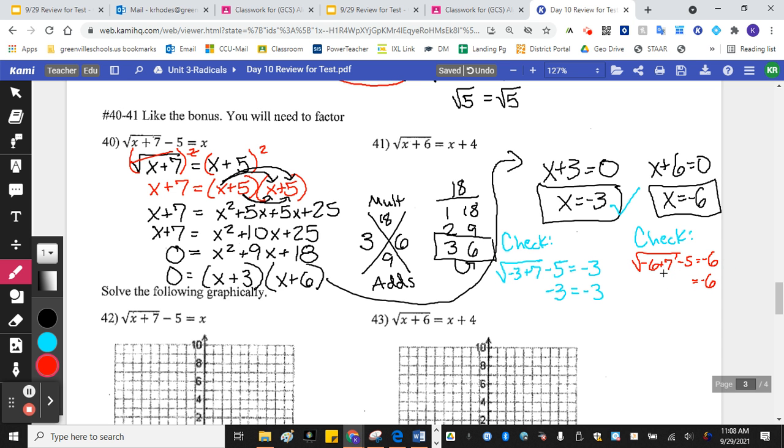Negative 6 plus 7 is 1. 1 minus 5 is negative 4. Negative 4 equals negative 6? No. We have one answer, negative 3. When I plugged in negative 6, it didn't work, so that's not my answer. Just negative 3 is my answer.